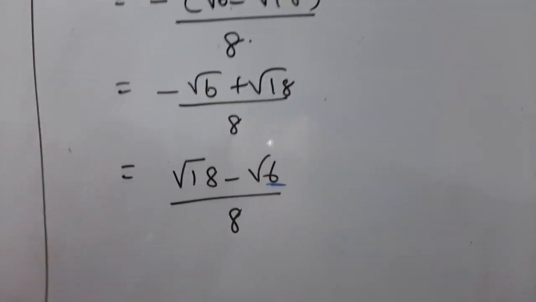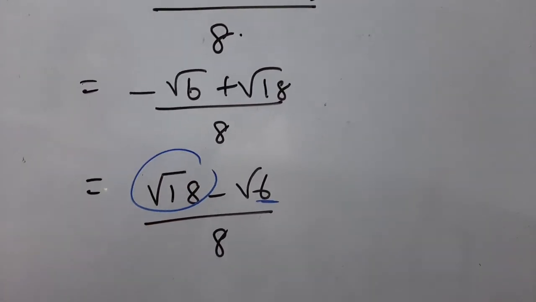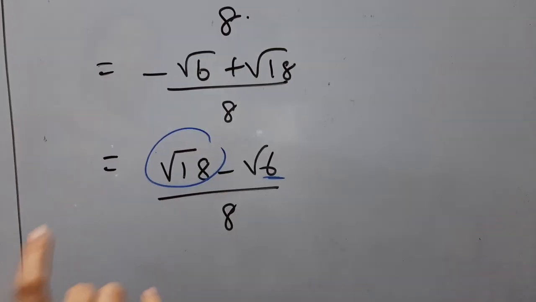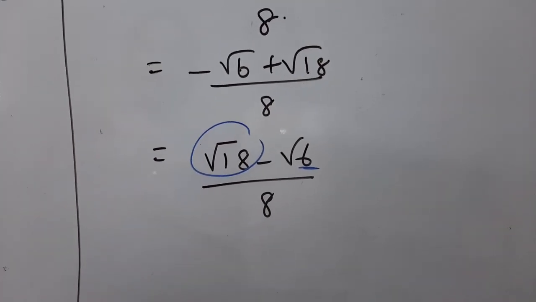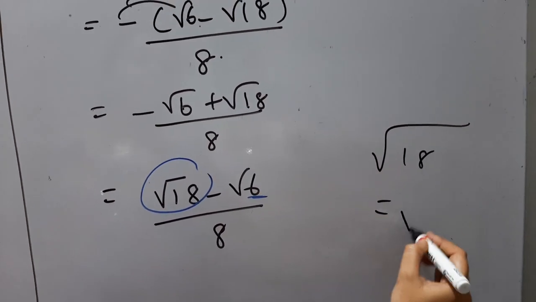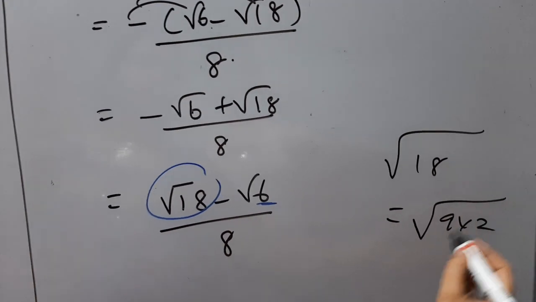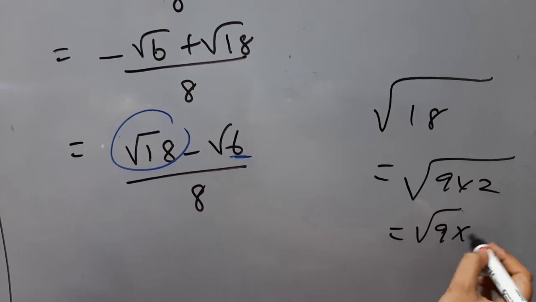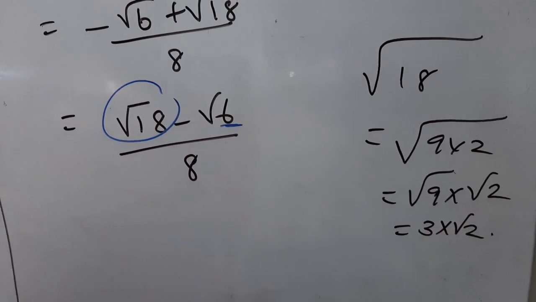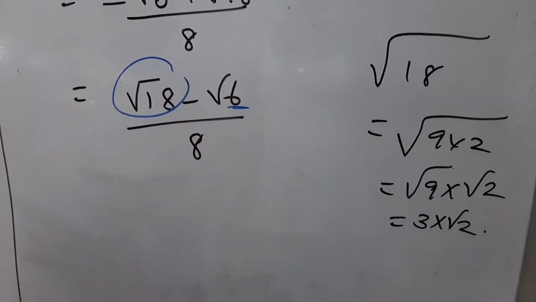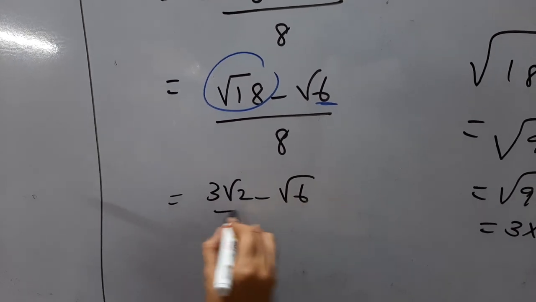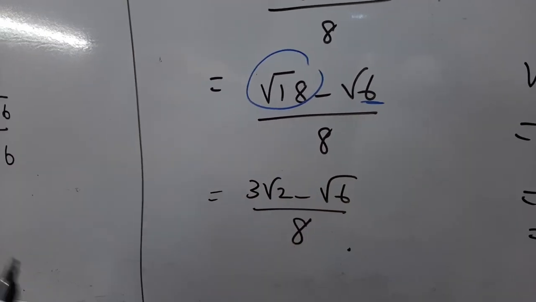Now check, is it possible for us to take the square root of 6? No. So leave that. Check with root 18. Is it possible to take the square root of 18? Yes. And root 18 can be written as root of 9 into 2, which can be written as root 9 into root 2, which is 3 into root 2. So we get (3 root 2 minus root 6) and the whole divided by 8.